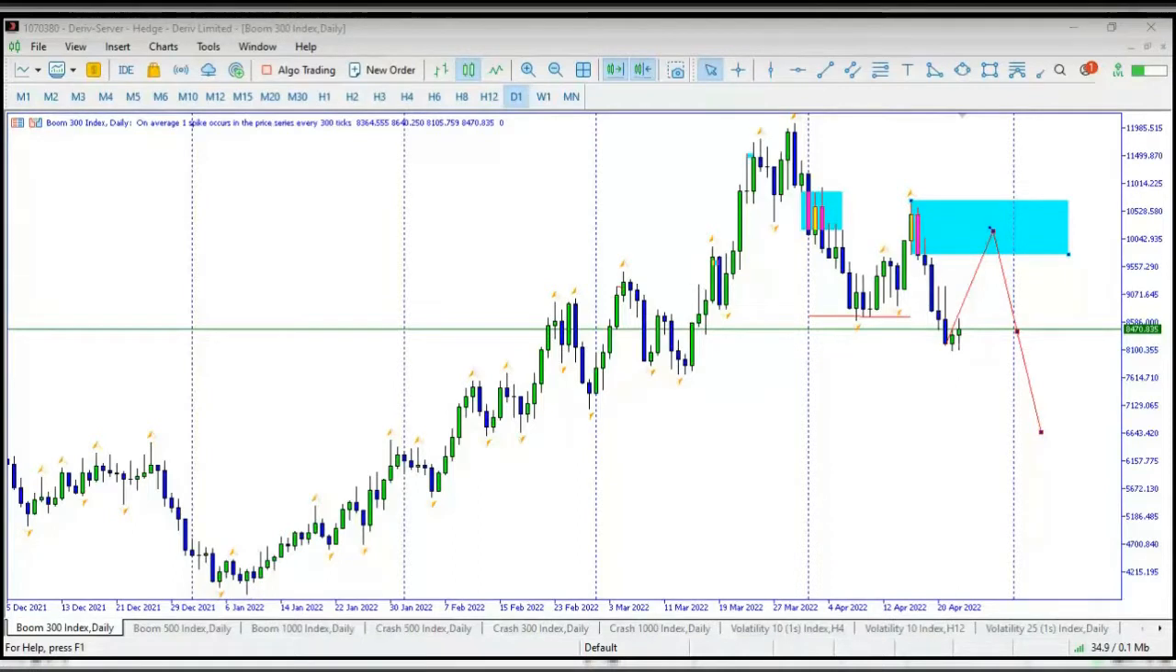So, market structure, everything we'll be doing revolves around our dear structure. So, let's assume the market creates an I low. So, we expect.